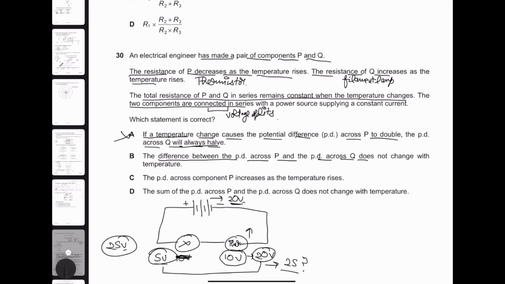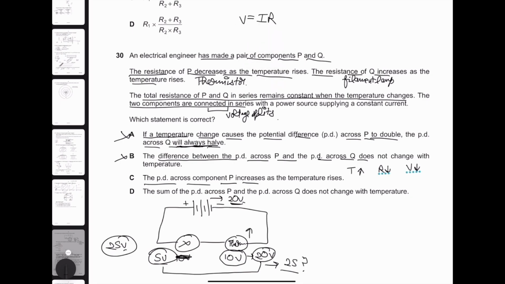It changes and it splits in the ratio of resistance, but not like this, that if one doubles, one halves. It can be any ratio, any defined ratio: 3 is to 2, 3 is to 4, 4 is to 7. It can be anything, right? So this is wrong. The potential difference across component P increases as the temperature increases. When the temperature is increasing across P, its resistance is decreasing. And if the resistance is decreasing, voltage should also decrease because it's a series circuit.